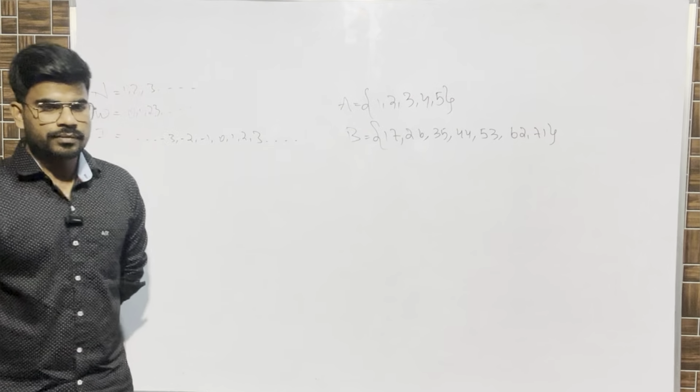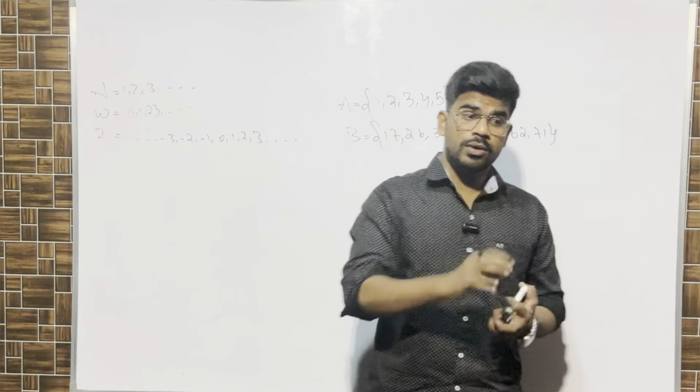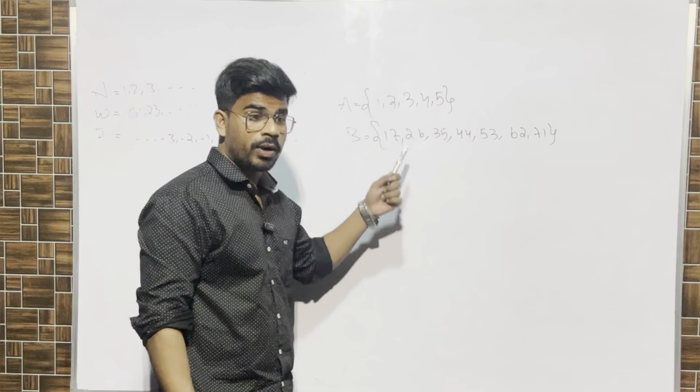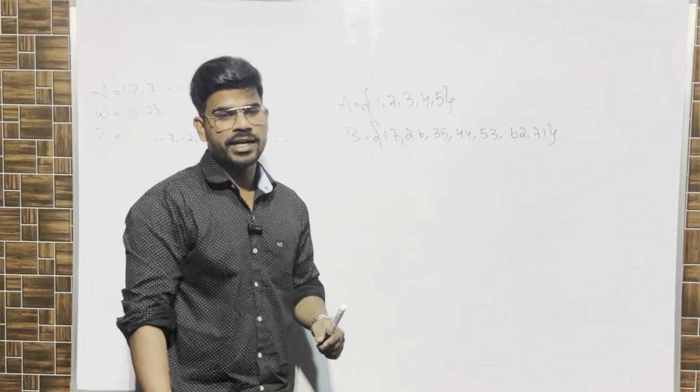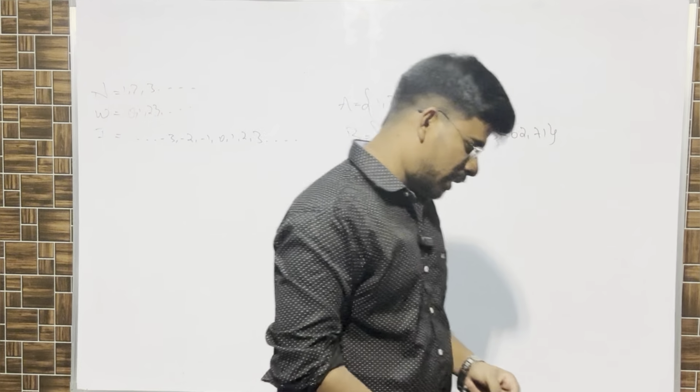Then 80, but 8, 0 includes 0, and 0 is a whole number, not a natural number. Otherwise we could have also written 08. 08 and 80 we are not writing because they include 0, which is a whole number. So here we only mention natural numbers.